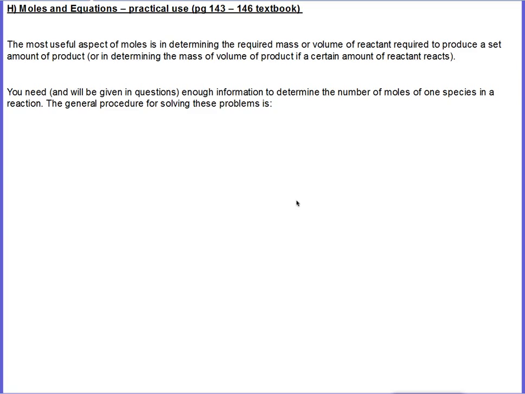And in these sort of problems we solve, you'll be given, in the questions, enough information to determine the number of moles of one species only. And then usually you've got to find the mass or volume or concentration of a second species, and you do that by using the mole equation, or the mole ratio.